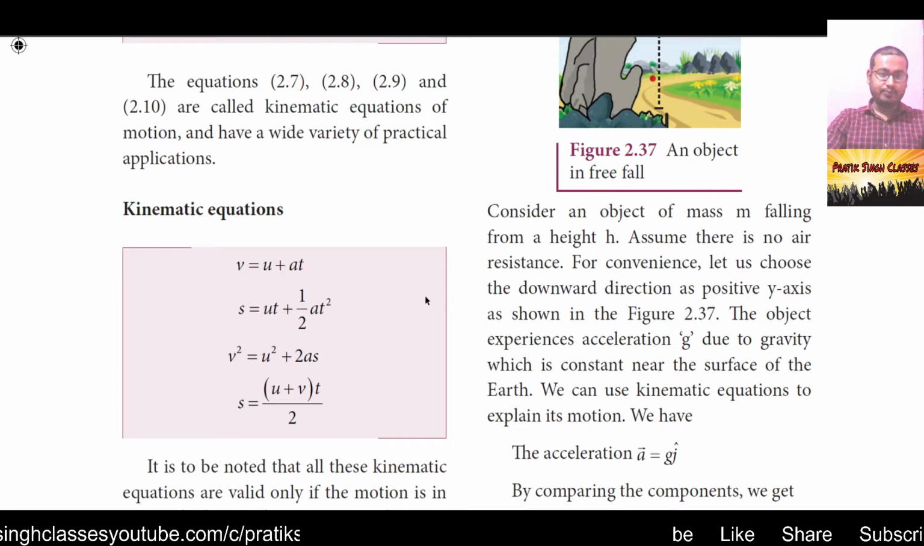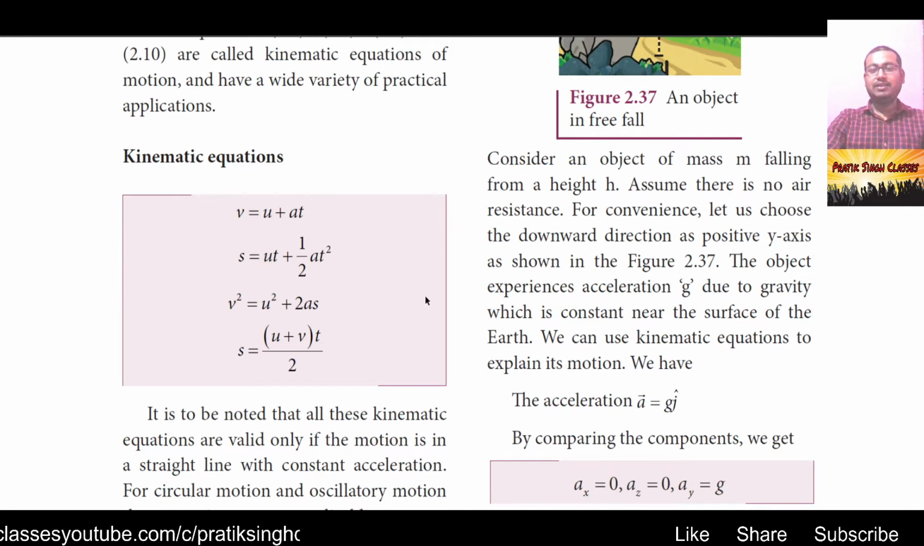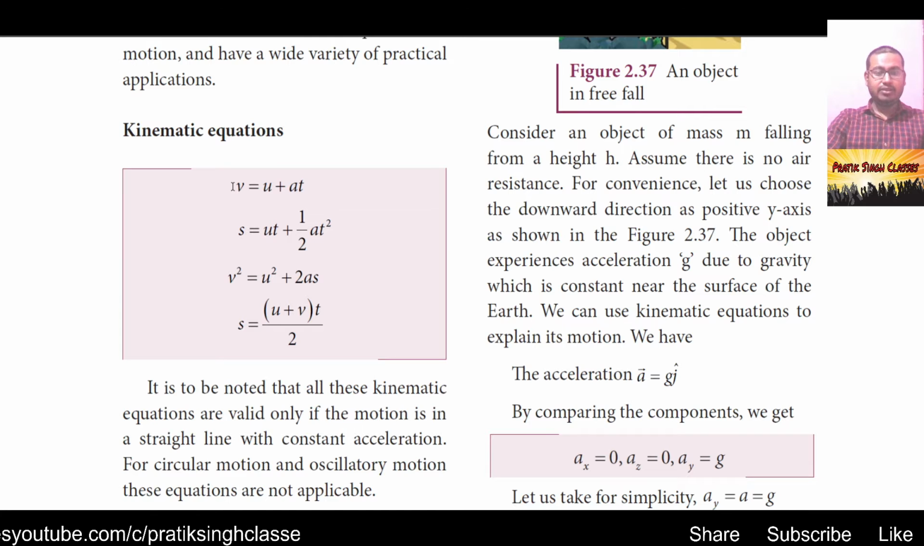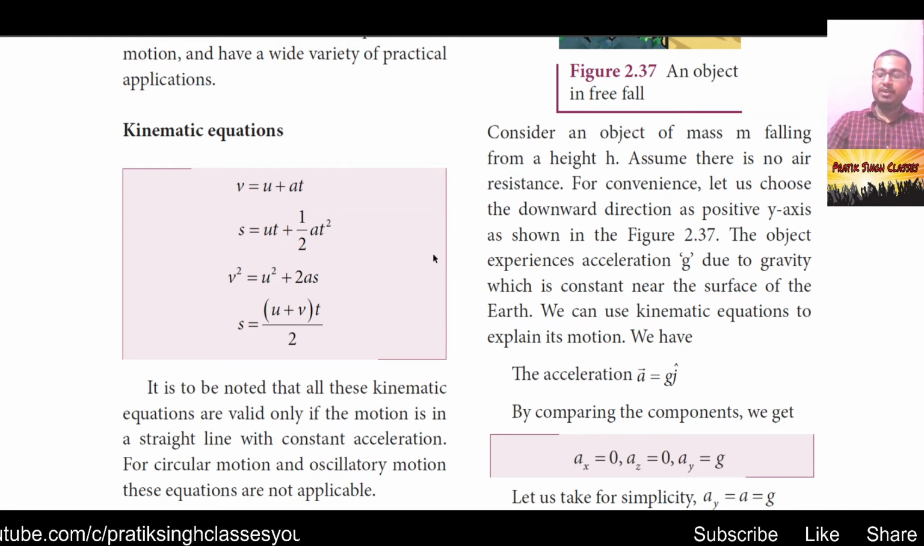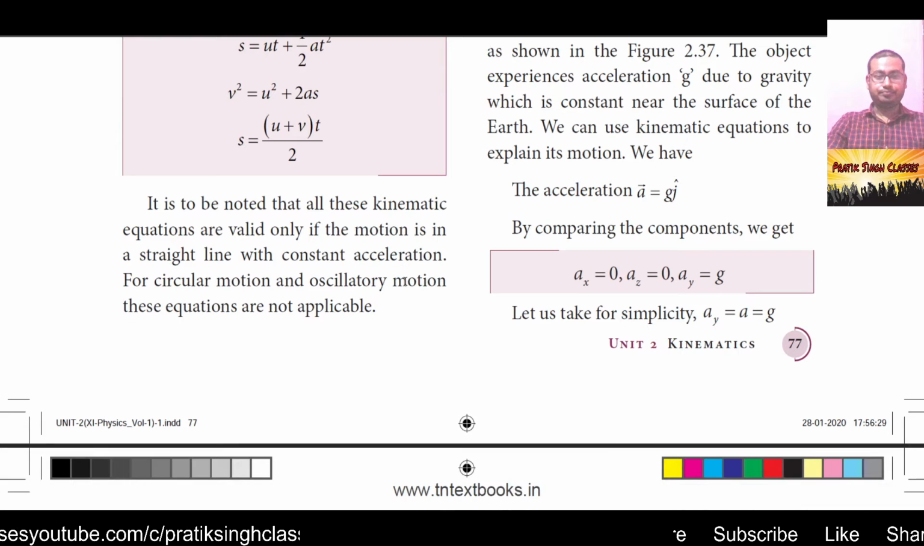So here we have 4 kinematic equations. Those are v = u + at, s = ut + half at square, v square = u square + 2as, and s = (u + v) into t by 2. So all these four formulas you will need to study the basics of physics wherever you will study mechanics. These four formulas will be needed, and they will come again when you study circular motion.